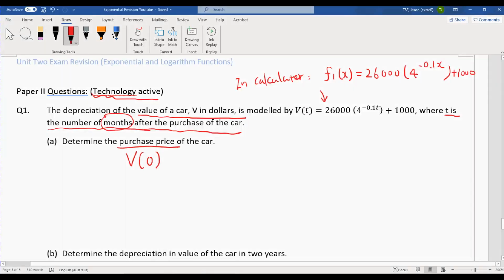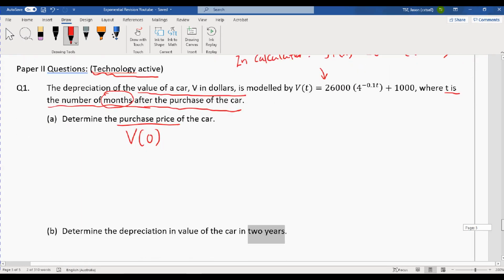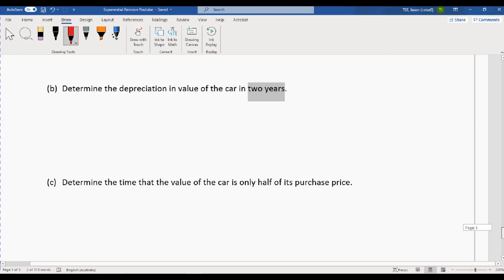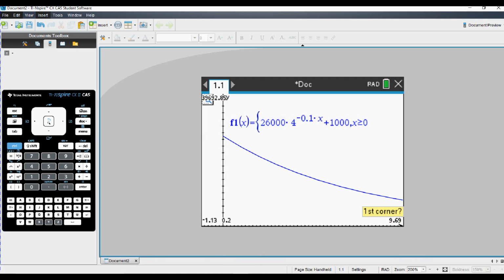Is it going to be enough? No. So let's see the questions. In the questions, there are 2 years, but our t is in months. So 2 years means 24 months. We need to be a bit careful because the t here is only up to 9. That means we need to display a greater time t, so on the calculator we need a greater x value displayed.